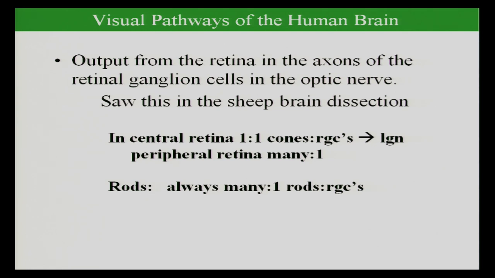And when you looked further peripherally, you got fewer and fewer cones and many, many rods. Another thing about the cones in the periphery is that many cones come to one retinal ganglion cell. So you get convergence. This is one of the principles you've learned about how the brain works, that there's convergence and divergence. In peripheral retina, this is a beautiful example of convergence of the cones onto one retinal ganglion cell. Similarly, for the rods, there are many rods connecting to the rod bipolar, connecting to one retinal ganglion cell. So again, that's convergence.